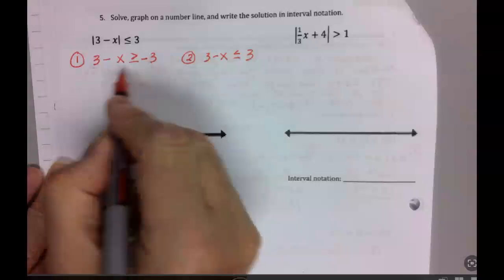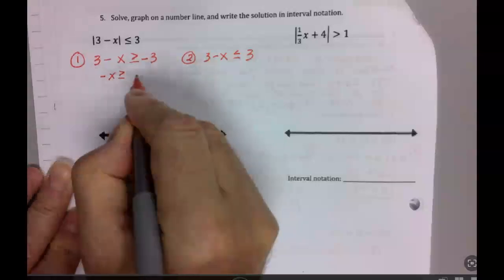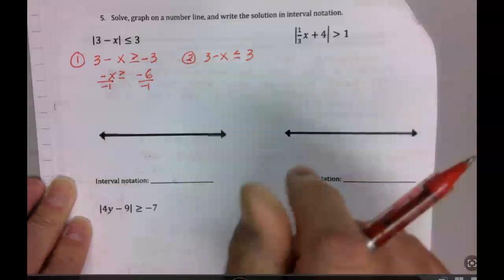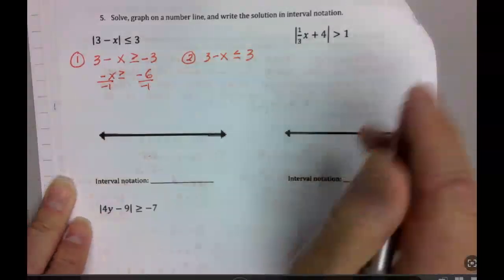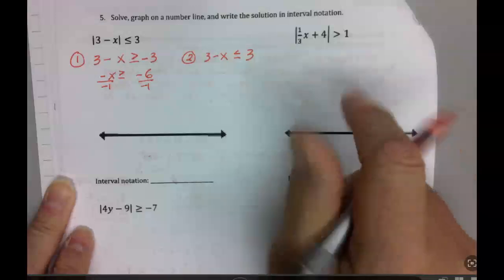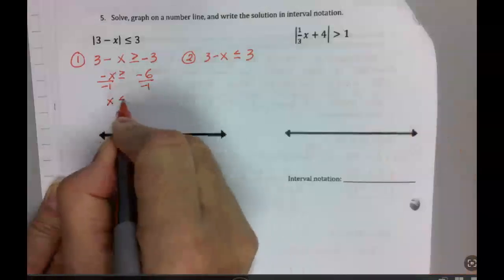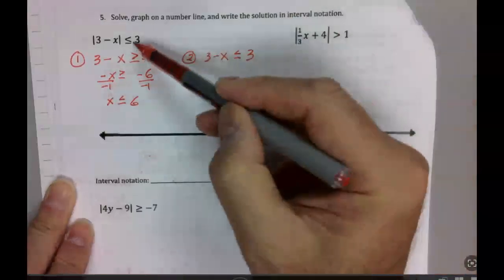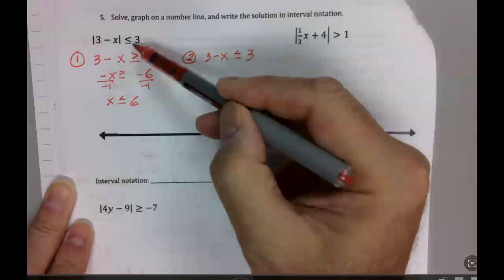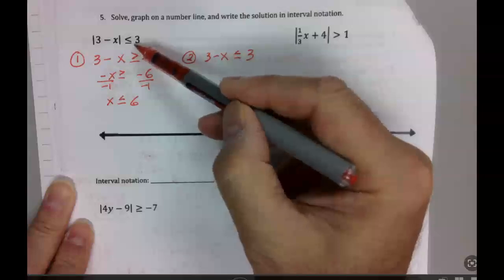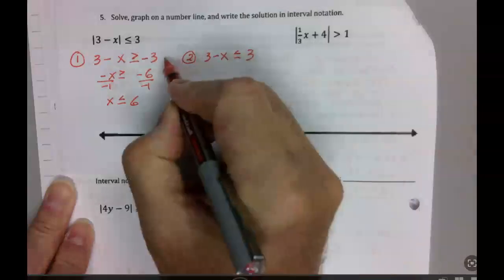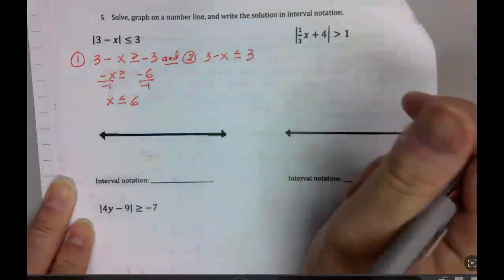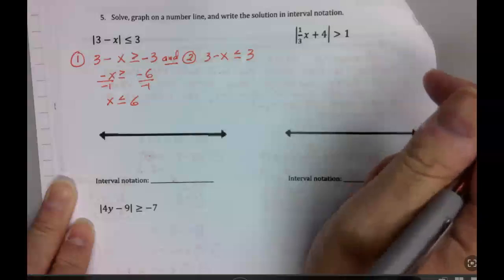So I subtract 3, I get -6, and then I divide by -1. But when I divide both sides by a negative, what happens to the inequality? It reverses, doesn't it? So this is going to be +6. Now I got a question for you. I didn't tell you that this is less than. Is this an and or an or? It's an and, correct? It's an and. Agreed? If it's less than or equal to, or less than, it's an and.